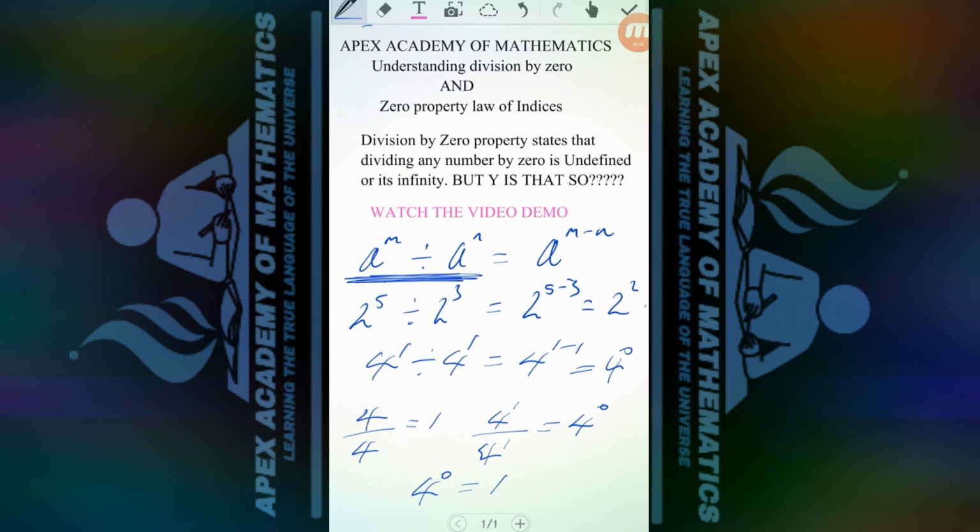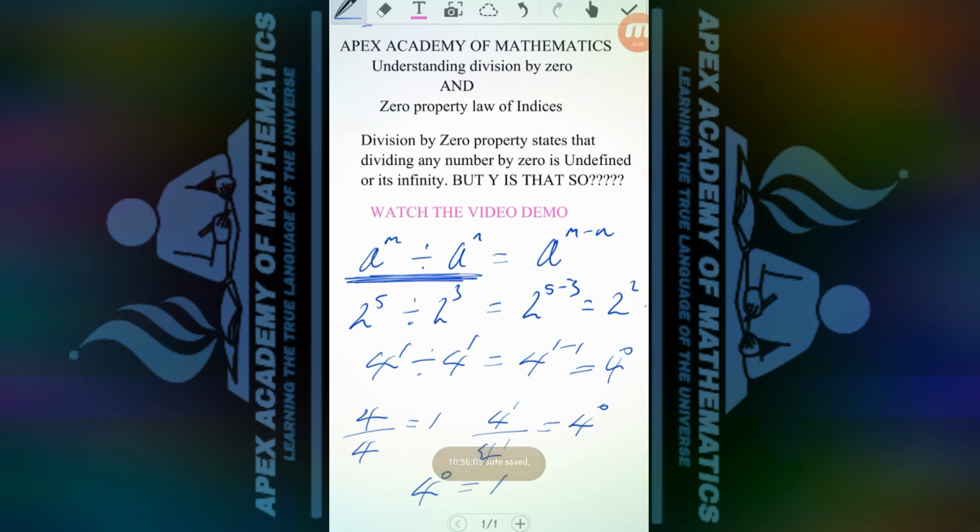And that's the reason why any number raised to the power of 0 is equal to 1. You can try this for yourself with any numbers, 8 over 8, 10 over 10, 5 over 5, a letter over a letter. It does not matter. You're always going to get the result to be 1.